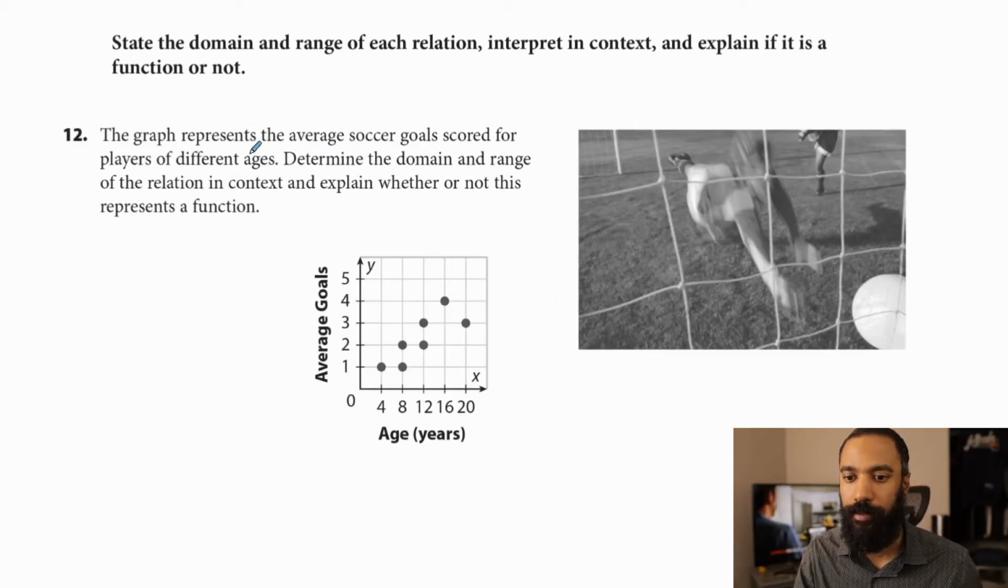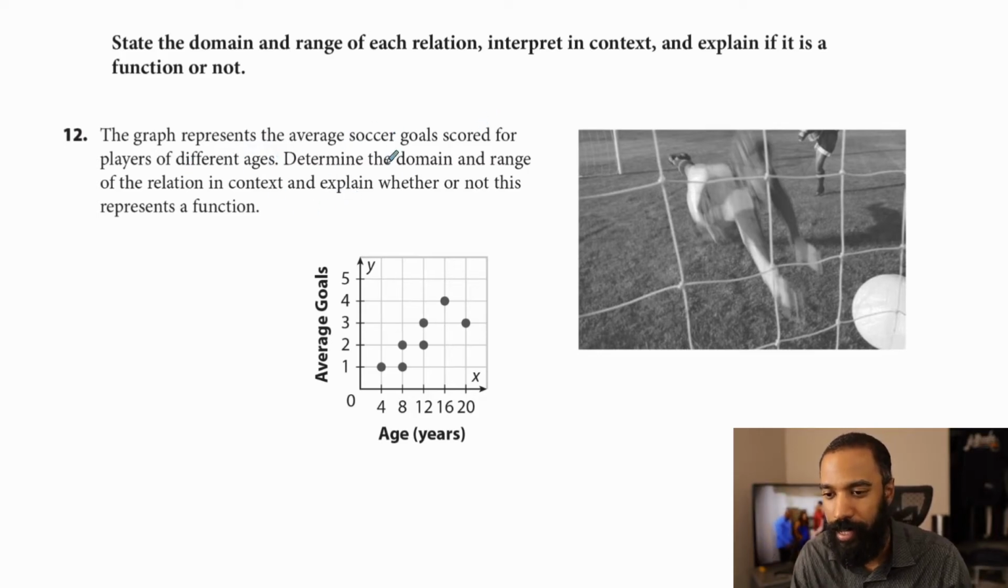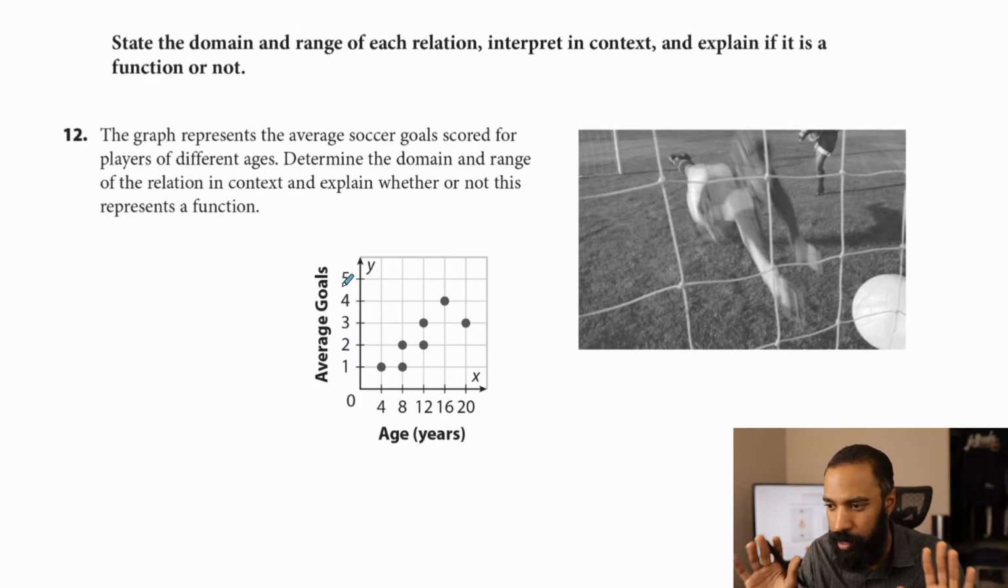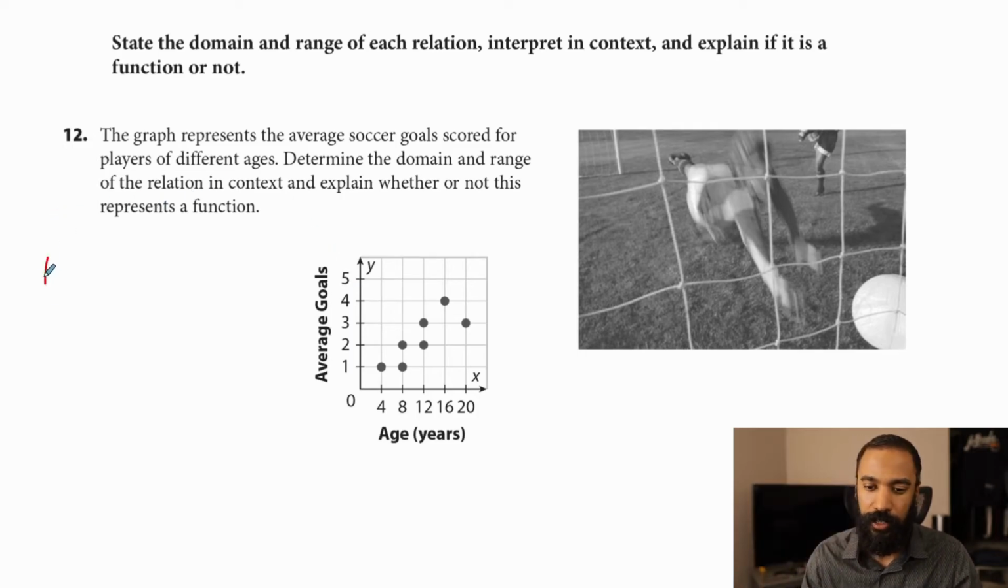Here we go. Number 12, the graph represents the average soccer goals scored for players of different ages. Determine domain and range, and whether or not it represents a function, just like before. This time I'm not going to do tables or mapping diagrams, just the graph. And I'm going to show you, for the first instance, how you can know whether a graph represents a function. Let's start with domain and range.